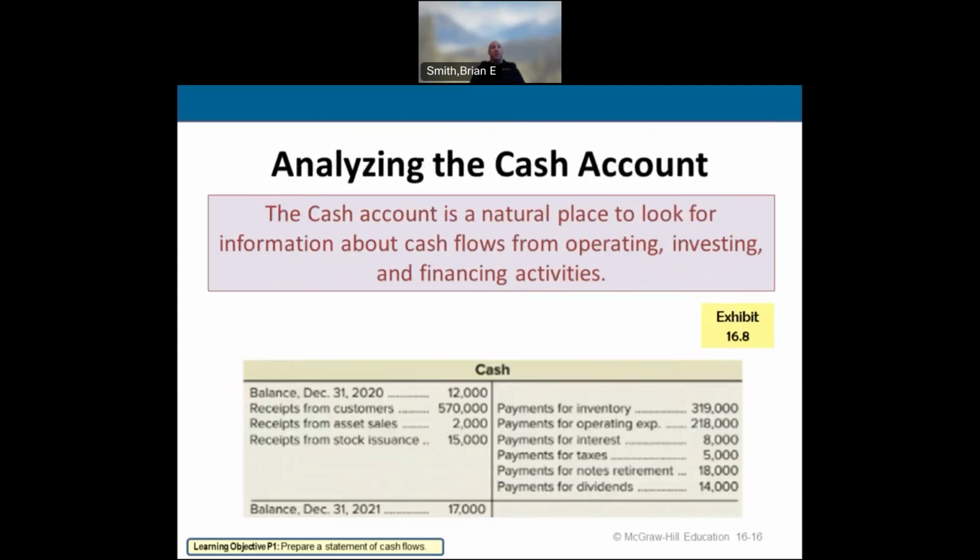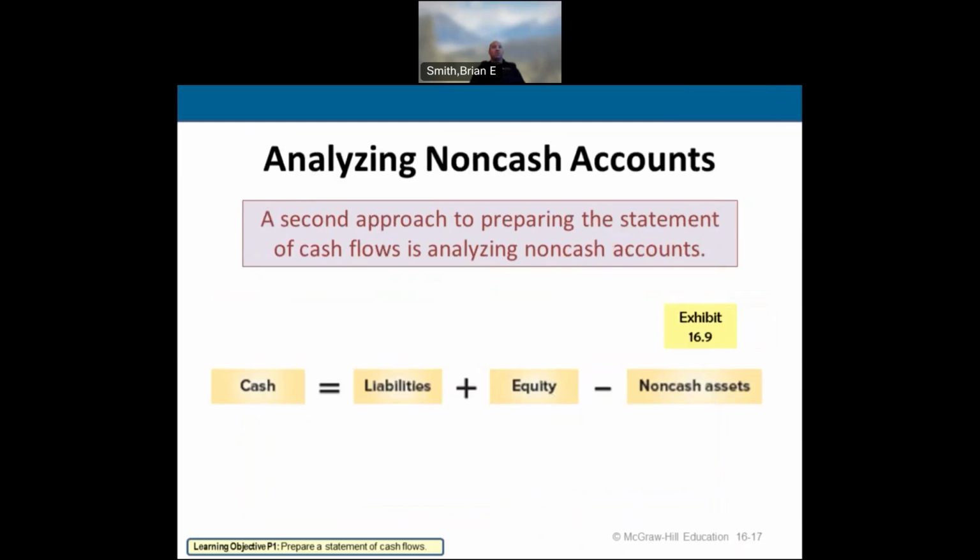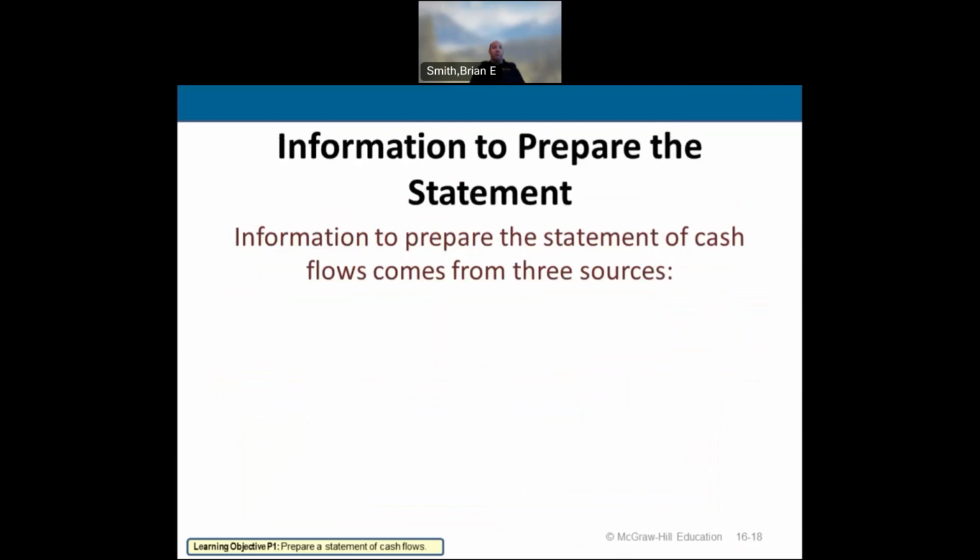You do the cash account basically by that. So we're going to be doing it based on non-cash accounts though. So we can find out how to do it.